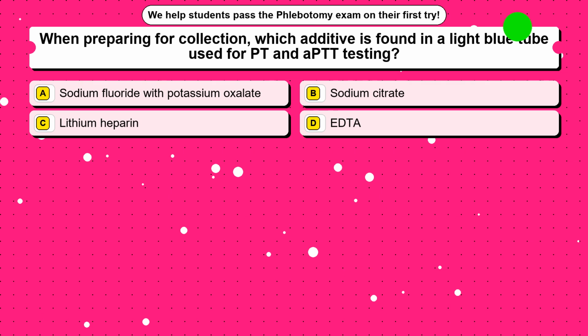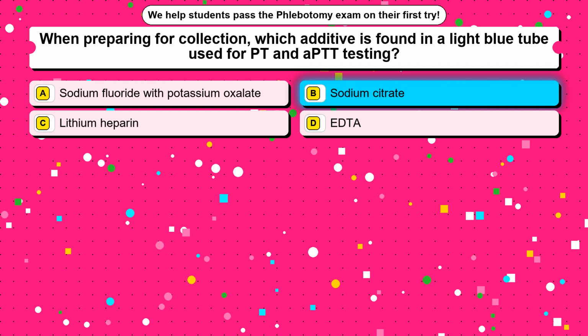Question 2. When preparing for collection, which additive is found in a light blue tube used for patient testing? Option A, sodium fluoride with potassium oxalate. Option B, sodium citrate. Option C, lithium heparin. Option D, EDTA. The correct answer is option B, sodium citrate.